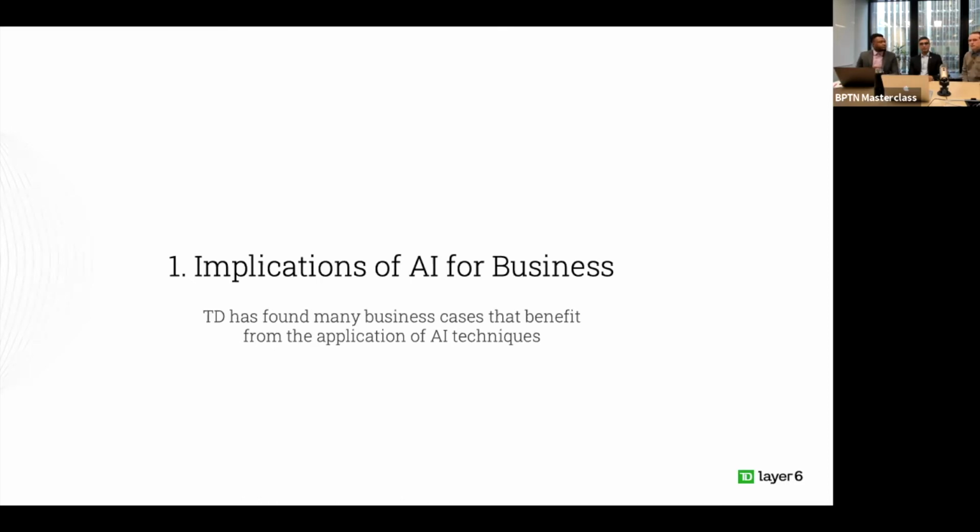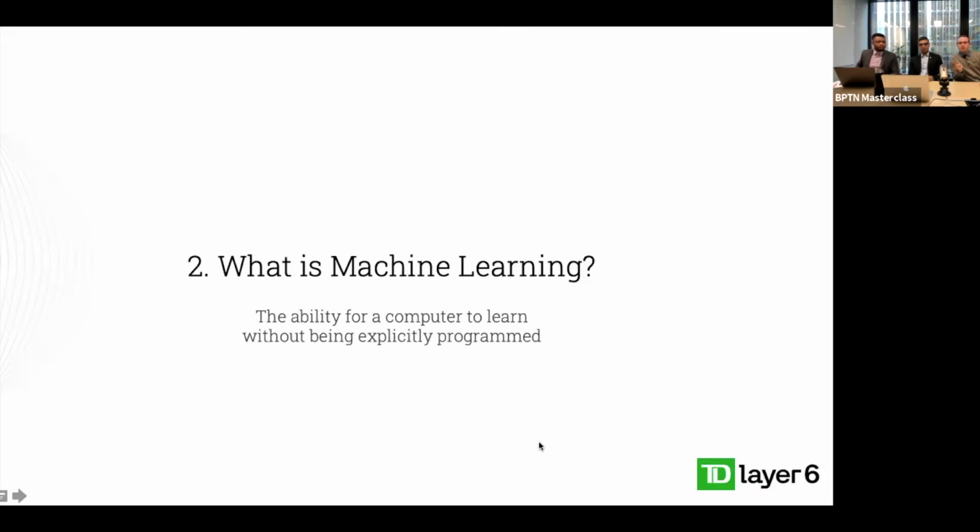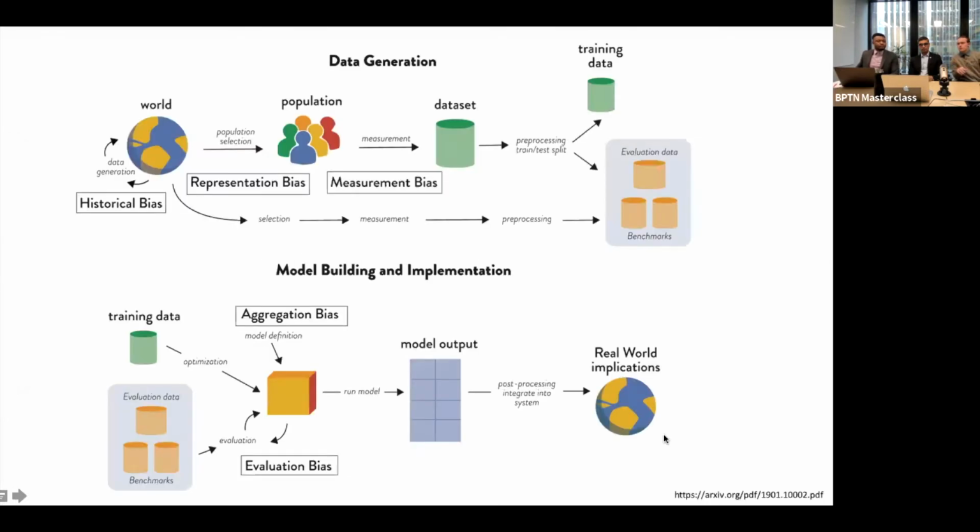So we'll take a look next at machine learning in general, what we can learn about it, and what we've learned about it at LayerSix and at TD. We take a look at machine learning in terms of the whole pipeline of things. If we could get the next slide and the next one, we take a look at the whole system, and we think about it in terms of a couple of different things.